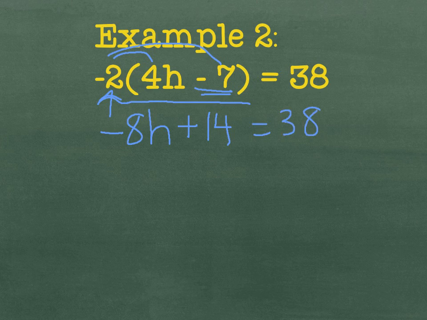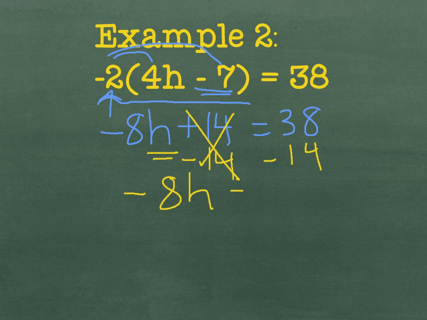I identify my variable h. The farthest thing away is the 14. The inverse of plus 14 is minus 14. Got to do it to both sides to stay balanced. Those two are going to cancel. I'm left with negative 8h equals 38 minus 14 is going to be 24.